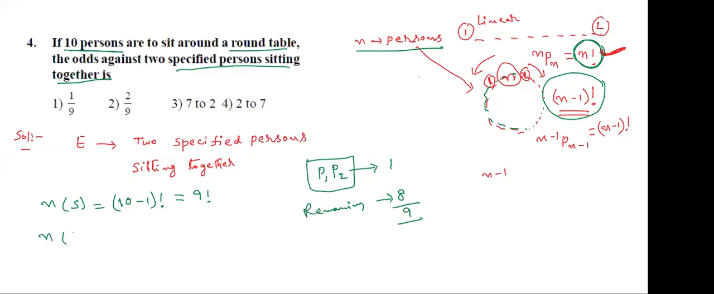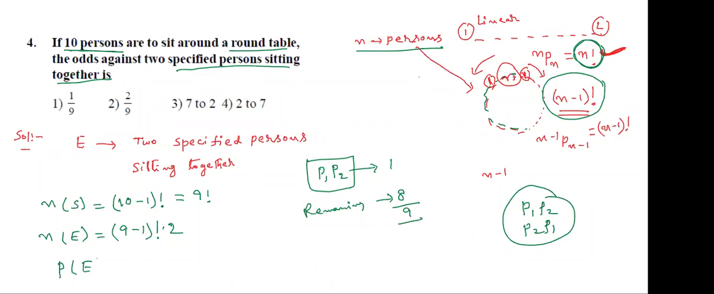These 9 units can be arranged in, sorry, not 9 factorial, this is circular permutation now, so 9 minus 1 factorial. But these two particular persons can be arranged as P1, P2 or P2, P1. There are two chances, yes or no? So into 2. This is n of E. Now the required probability P of E is equal to n of E by n of S, that is 8 factorial into 2 by 9 factorial.